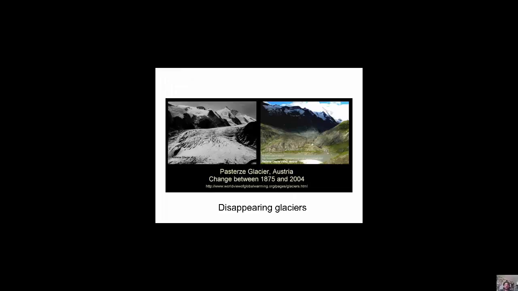So here's a picture of a receding glacier. 1875 on the left is when the Pasterze glacier, let's see, that's Austria, was first photographed, and you can see how large it is. And then in 2004, you take a picture and it's kind of not there. So yes, the glaciers are disappearing. There's Glacier National Park in Colorado, and if you go up there, that glacier has receded significant amounts.